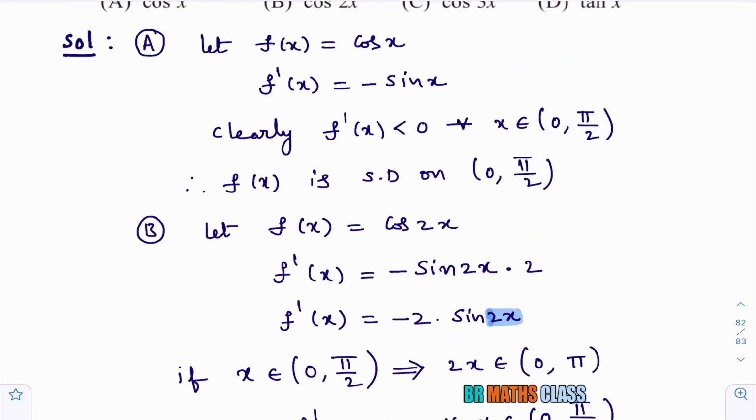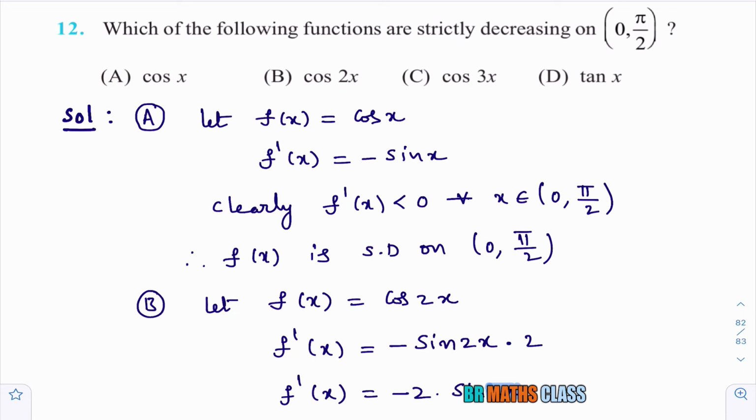Actually, what they are asking in the question is which of the following functions are strictly decreasing. You see here, this first function is strictly decreasing on the given interval.